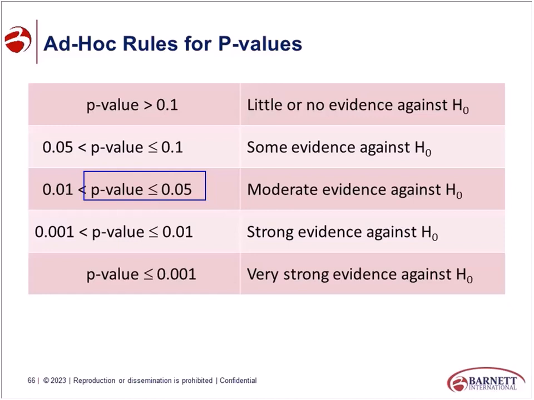If the p-value is very small, it gives you very strong evidence against the null hypothesis. Remember, the null hypothesis says there's no difference. So a p-value that's very tiny says there's a lot of evidence against no difference. Whereas if the p-value is large, then there's little evidence against no difference.